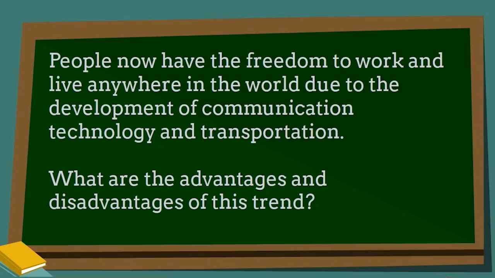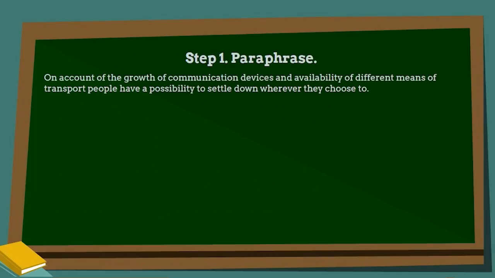Look at the topic. People now have the freedom to work and live anywhere in the world due to the development of communication technology and transportation. What are the advantages and disadvantages of this trend? And the first step is the same, paraphrasing the topic. On account of the growth of communication devices and availability of different means of transport, people have a possibility to settle down whenever they choose to. What we just did was paraphrasing the topic.